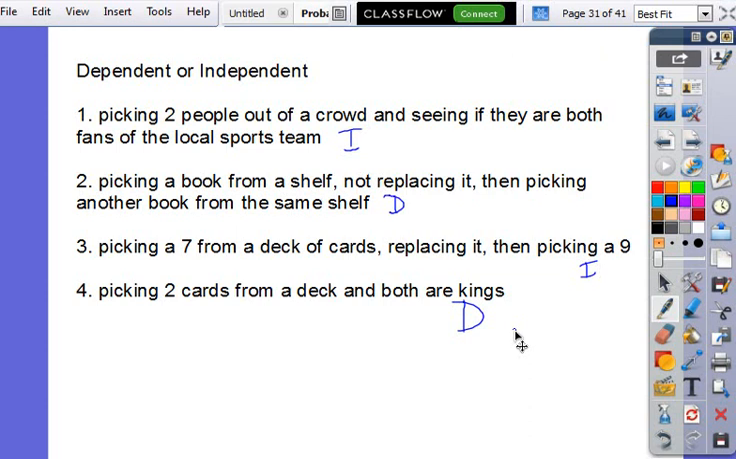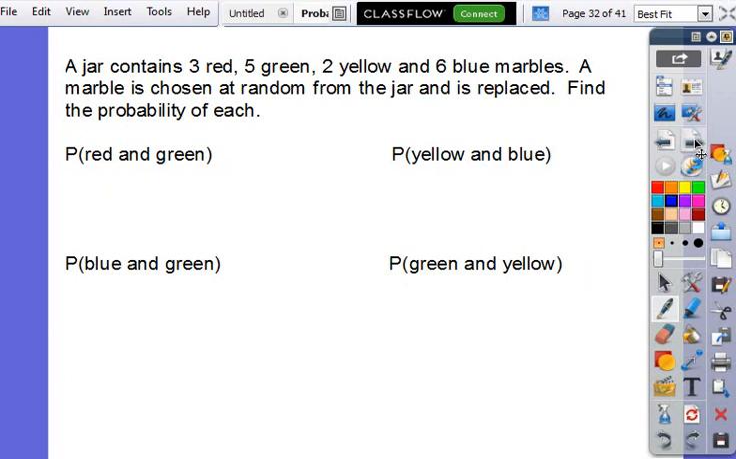All right, copy this down. Show you what we got to do. We said if we see "and," what does that tell me? Multiply. I'm going to be multiplying something. Well, first of all, when it says replaced, what does that mean? Independent. First thing has nothing to do with the second thing. So when I pick a red the first time and a green the second time, it has nothing to do with each other. Well, what is the probability of getting a red the first time? 3/16.